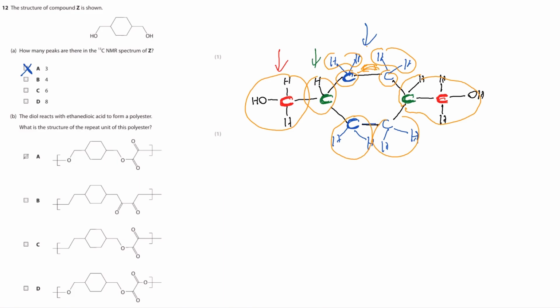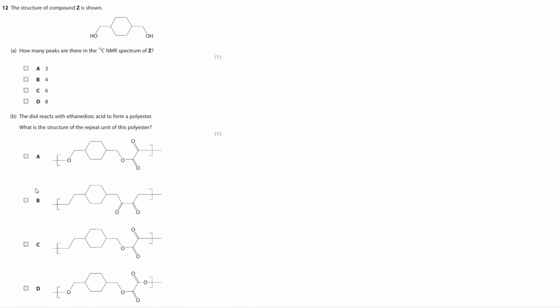Right, question number 12, part B. The diol reacts with ethane dioic acid to form polyester. A diol means this molecule has 2 OH groups. What is the structure of the repeat unit of polyester? Okay, I'll just first do that one for you. This is the diol. Diol means it has 2 OH groups.